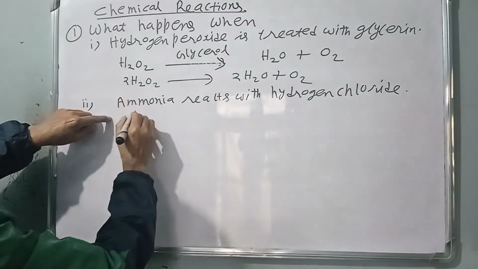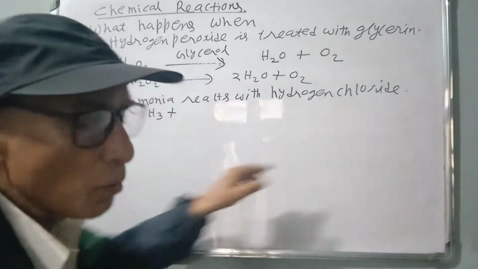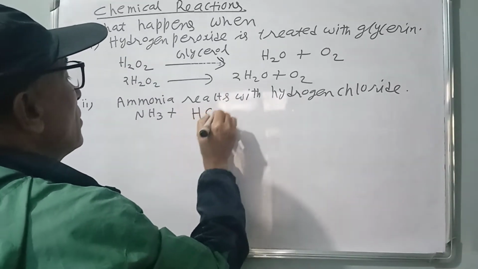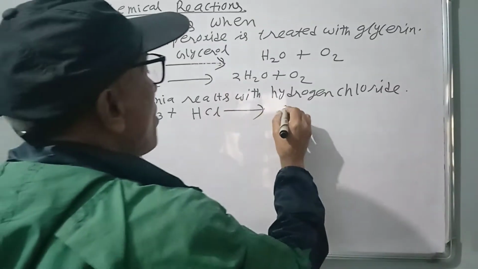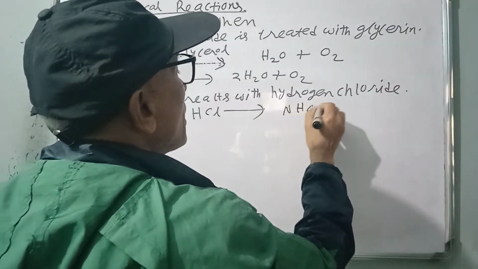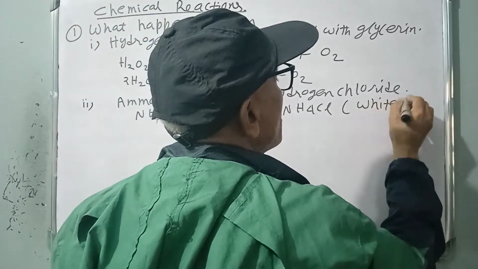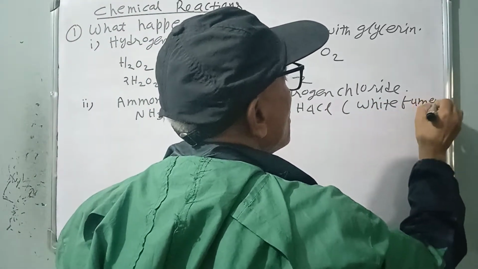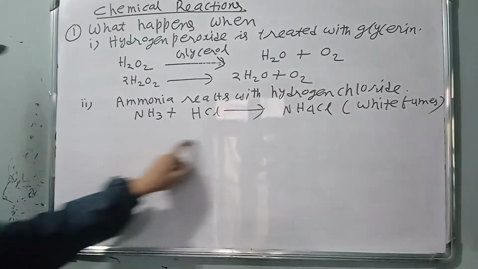See, ammonia is NH3 gas. Hydrogen chloride, or hydrochloric acid, they react to form NH4Cl, ammonium chloride, that is white fumes. A white film of ammonium chloride is formed.